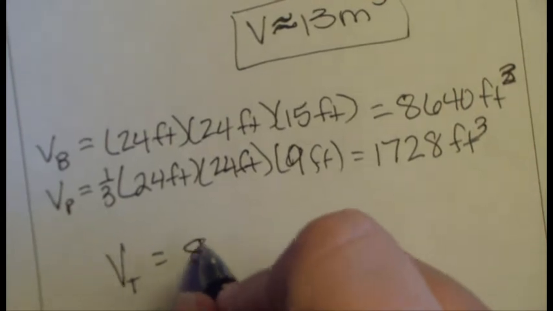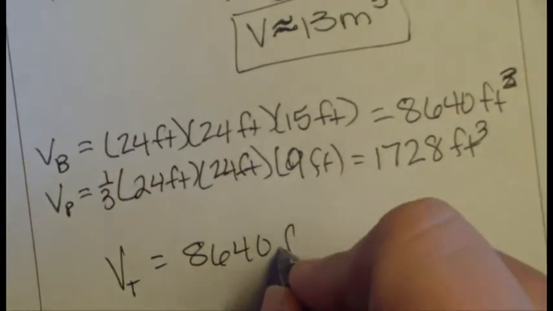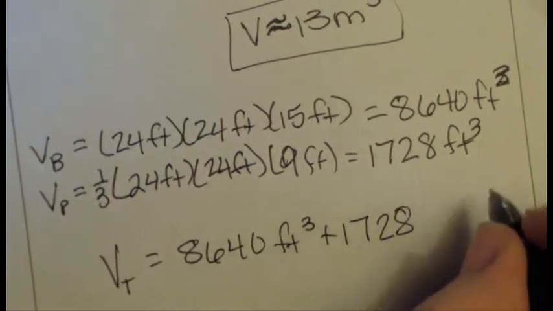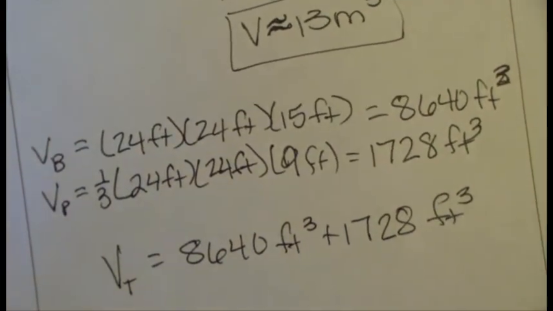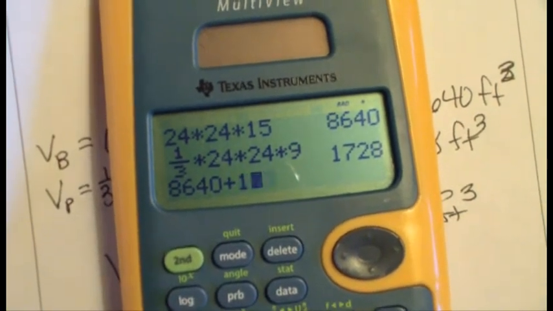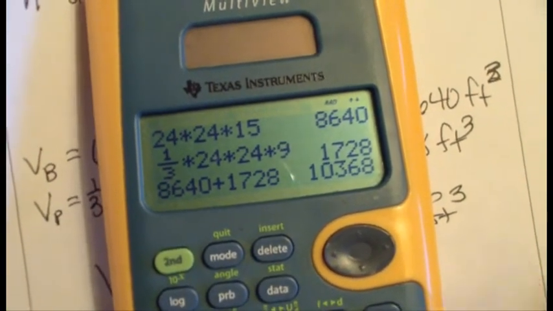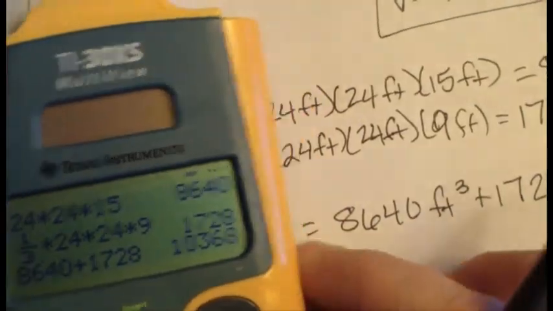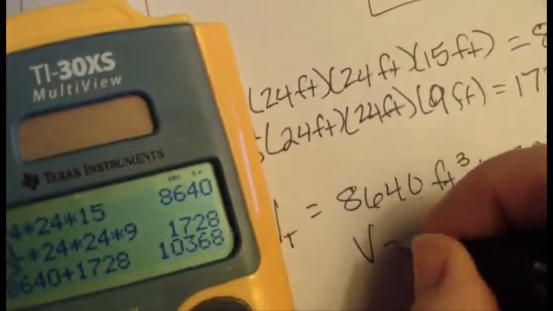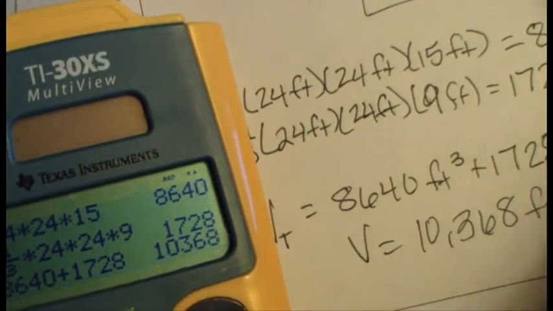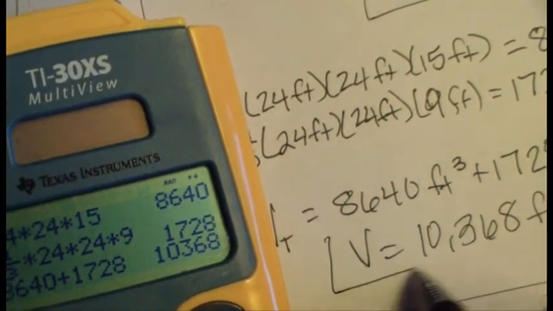So 8,640 feet cubed plus 1,728 feet cubed is 10,368 feet cubed. And there's the volume of the composite solid.